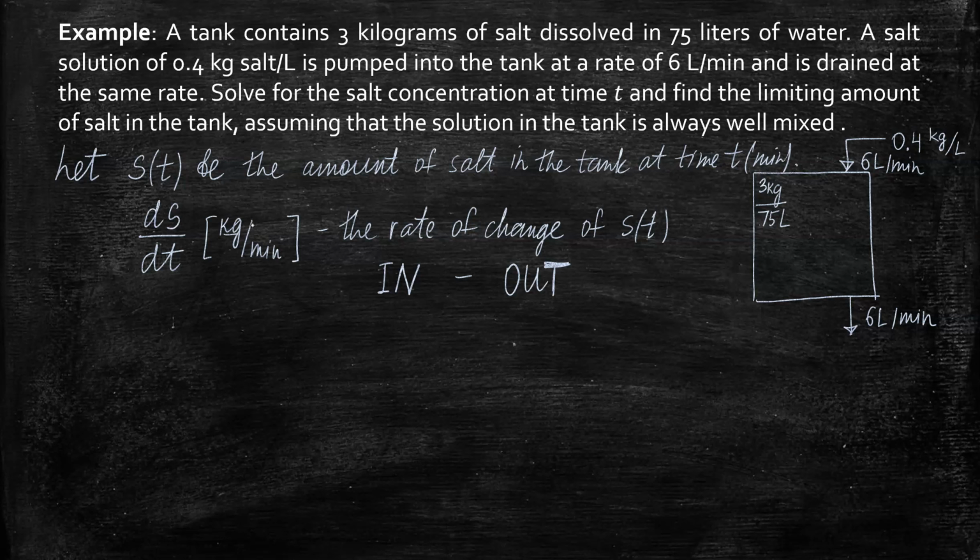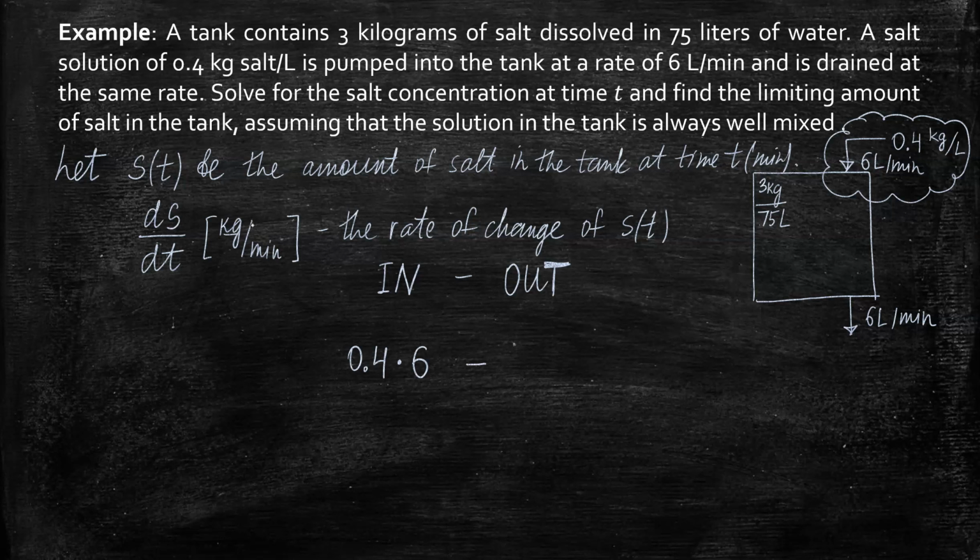So let's figure out how fast the salt is coming in. To figure that out, we have to look at this side of the picture. And the salt is coming in at 6 liters per minute, and there are 0.4 kilograms of salt per liter. So the rate at which the salt is coming in can be determined by taking 0.4, which is kilograms per liter, and multiplying it by 6 liters per minute. And that will be the rate at which the salt is coming in. It will be exactly 2.4 kilograms per minute.